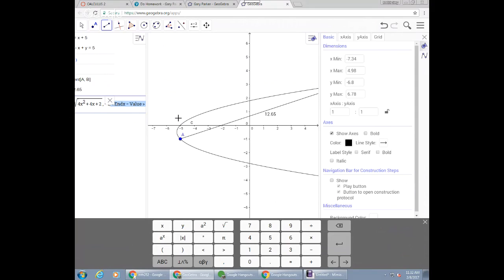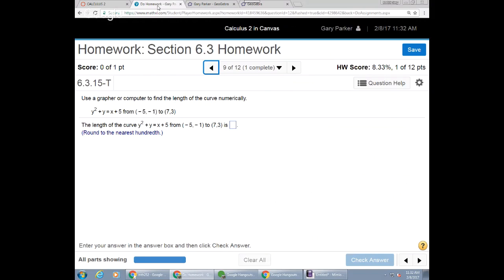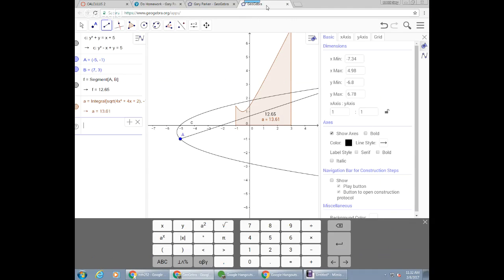Is that right? Yep, -1 to 3. Now it's going to draw a picture of what it thinks it's doing, which doesn't relate to what I'm doing. And I get an answer of 13.61 for that arc length to 2 decimal places. I can't remember how many decimal places they asked me for. To the nearest hundredth, yeah, so GeoGebra gave it to me to the nearest hundredth. So according to GeoGebra, it's 13.61.